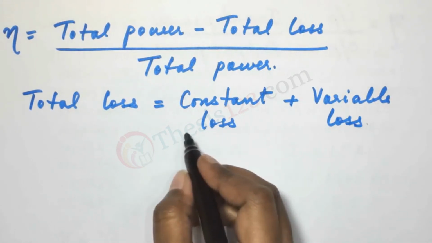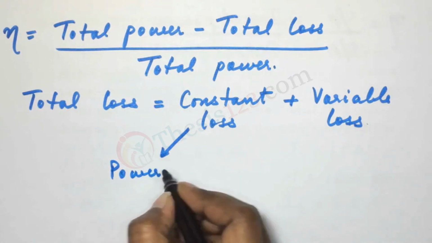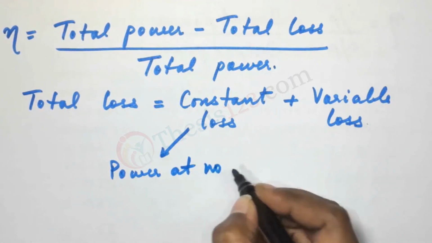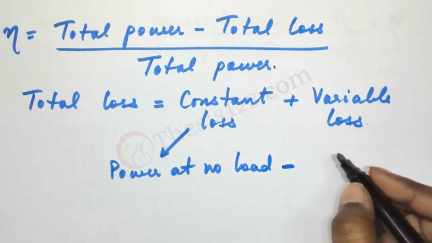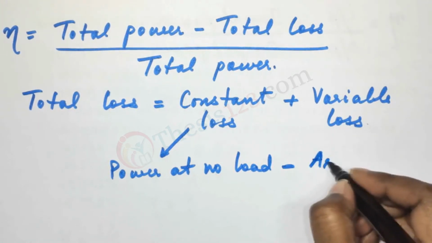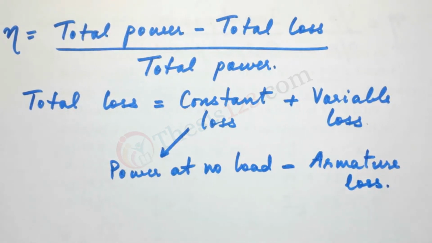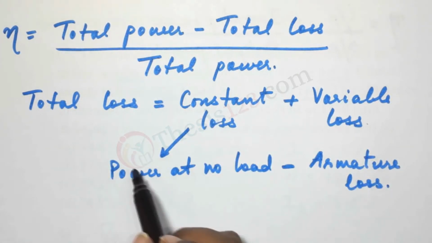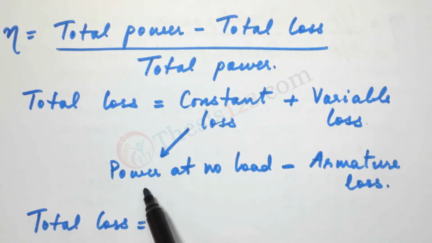Now constant loss can further be written as power at no load minus armature loss. So let's write down an expression for the total loss here. So total loss, constant loss. Let's start with power at no load.